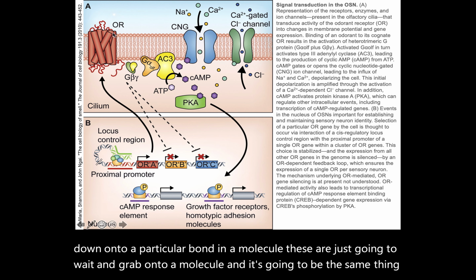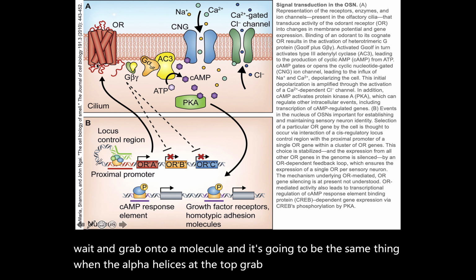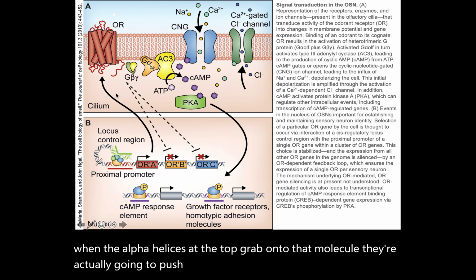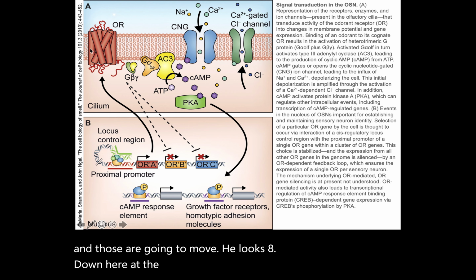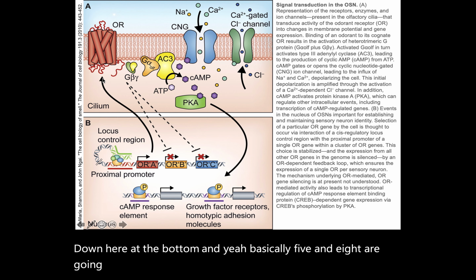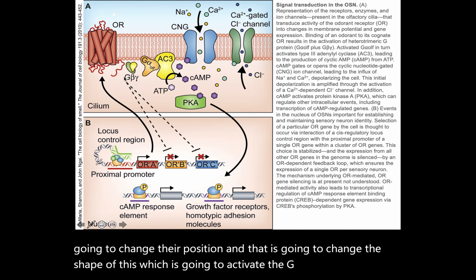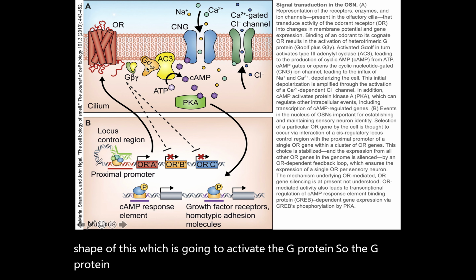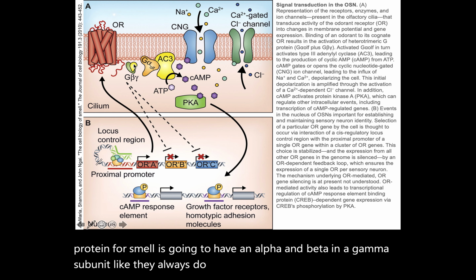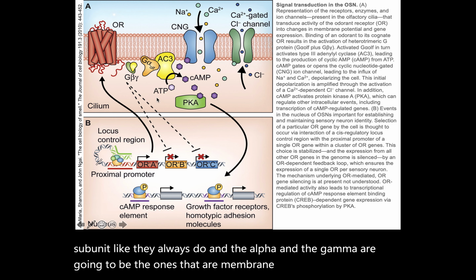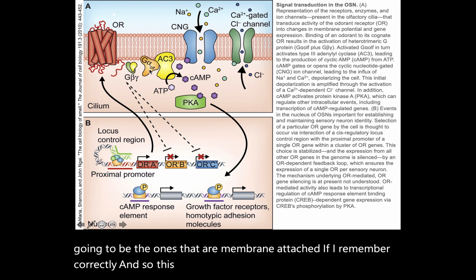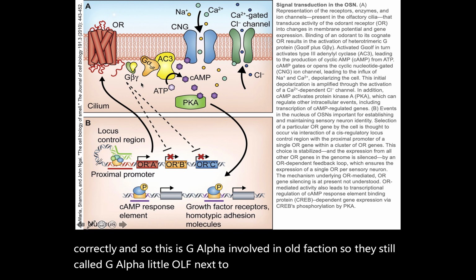When the alpha helices at the top grab onto that molecule, they're actually going to push out helix 5, which is attached to helix 6, and those are going to move helix 8 down here at the bottom. And yeah, basically 5 and 8 are going to change their position, and that is going to change the shape of this, which is going to activate the G protein. So the G protein for smell is going to have an alpha and a beta and a gamma subunit, like they always do. And the alpha and the gamma are going to be the ones that are membrane attached, if I remember correctly. And so this is G alpha involved in olfaction. So they still call it G alpha, little OLF next to it. And these are the G beta and G gamma.